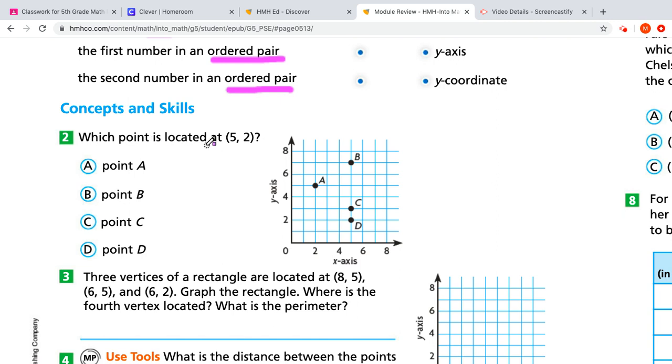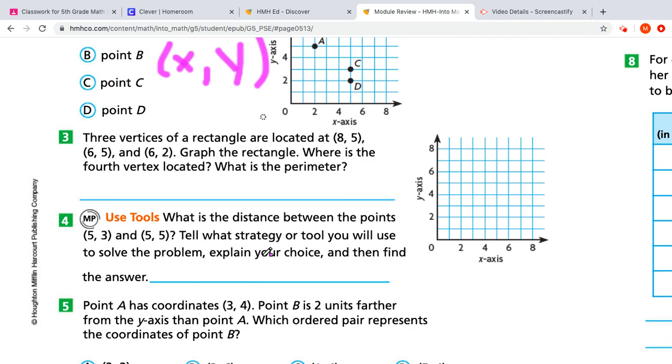Here I want us to look at the points and state which of these points is at 5, 2. Remember, we go x first, then y. Okay, so that 5, you go to the x line first, the x-axis, and then the 2, that's gonna be your y, and you look at the y afterwards.